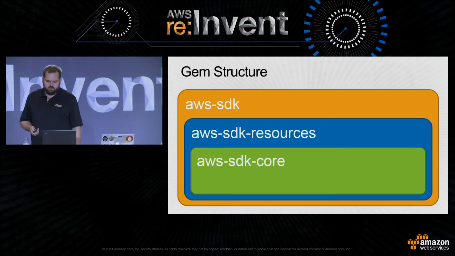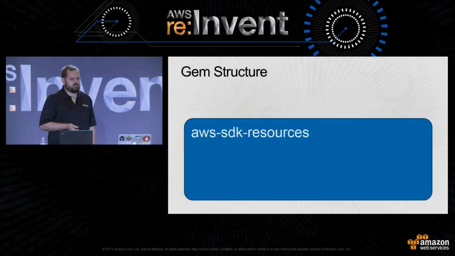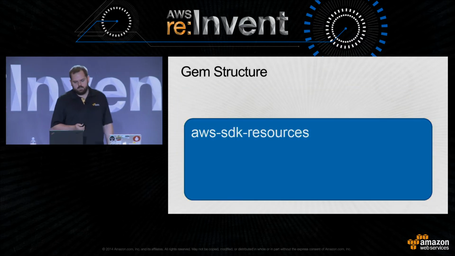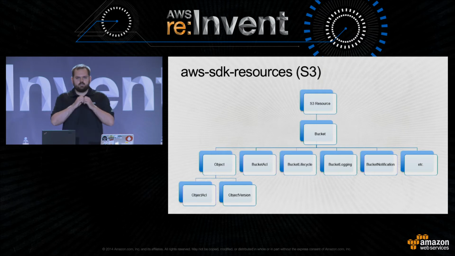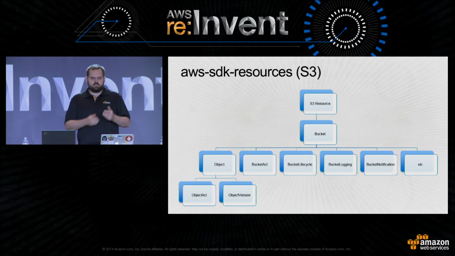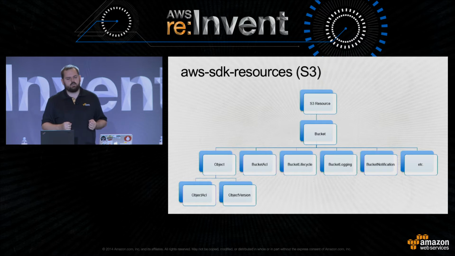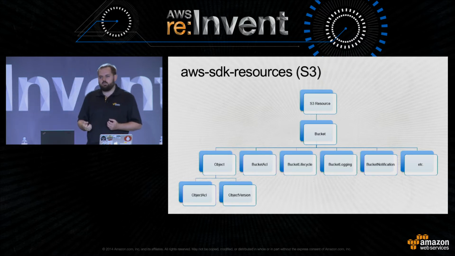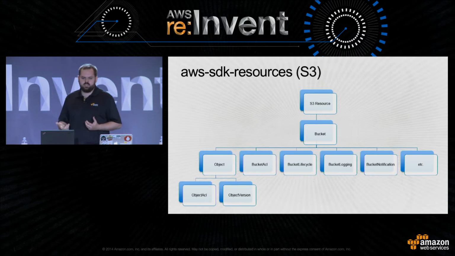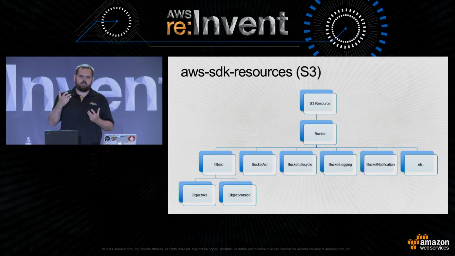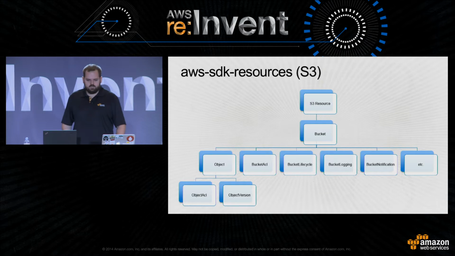So back to our gem structure. What is AWS SDK resources? Resources gives you the object-oriented abstraction over our clients. For example, in an S3 client, you just have your client, which has all the different methods that S3 provides to you. What resources will give you is a way to represent that as objects. So a bucket is an object, objects are objects, and so on.